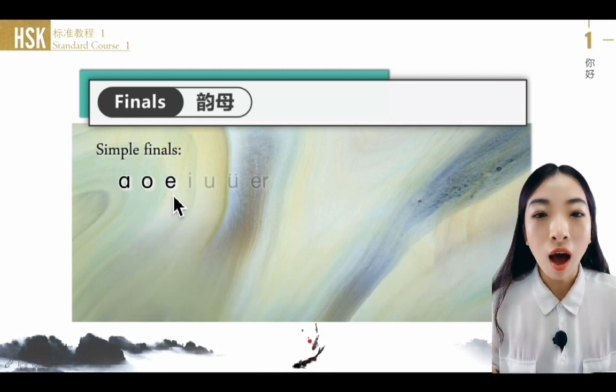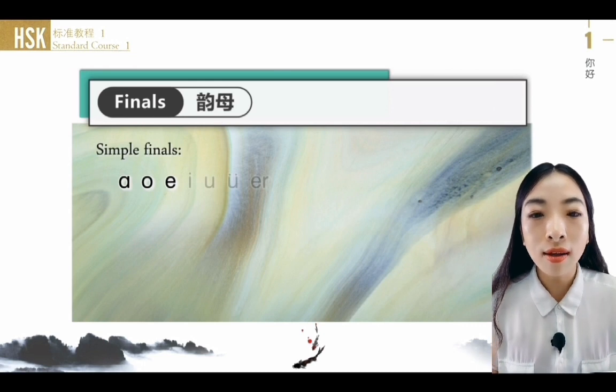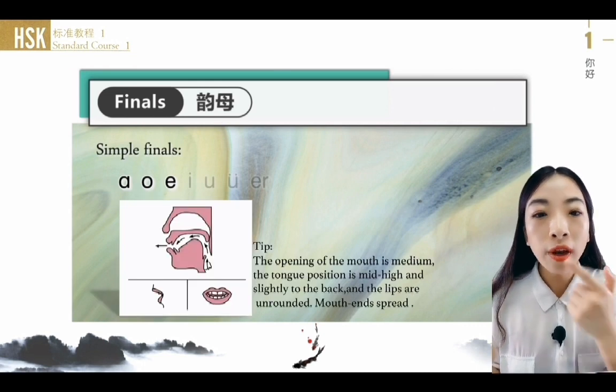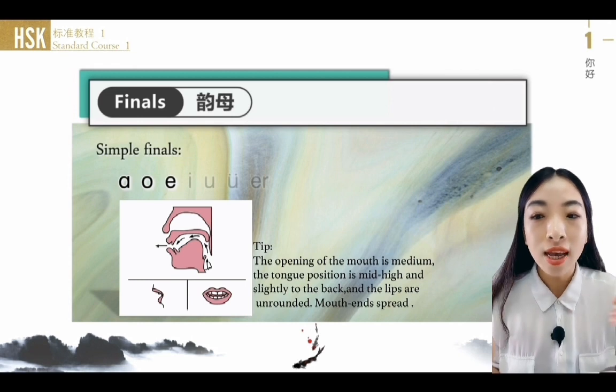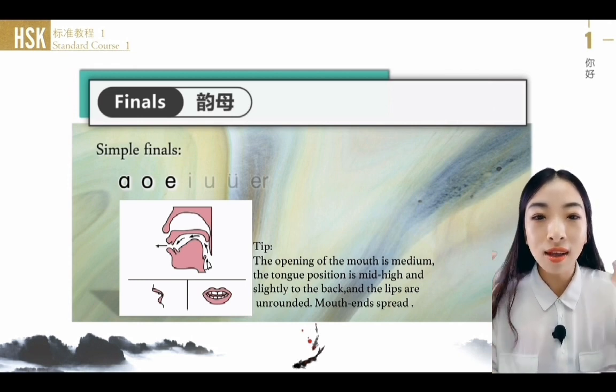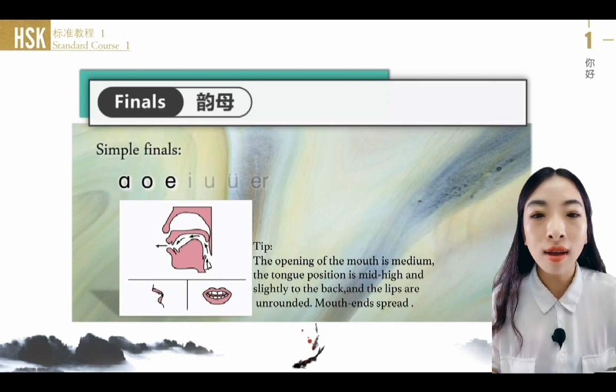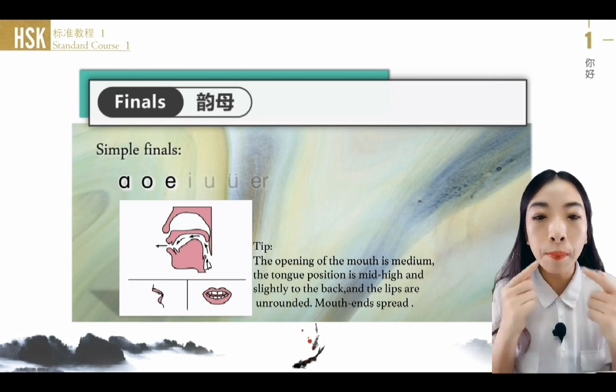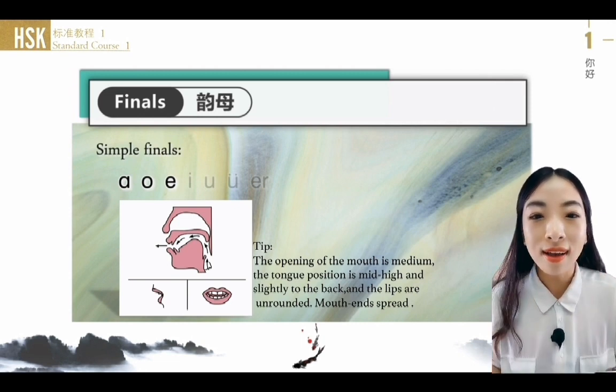Next, the opening of the mouth is medium. The tongue position is mid-high and slightly to the back. And the lips are unrounded, mouth ends spread.